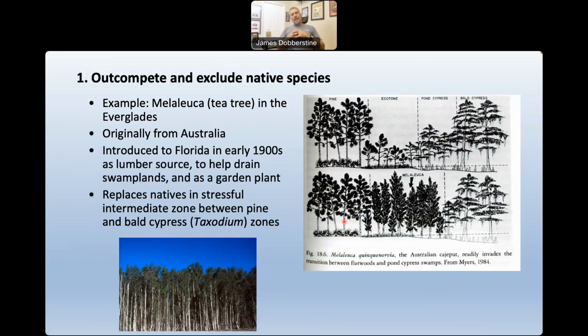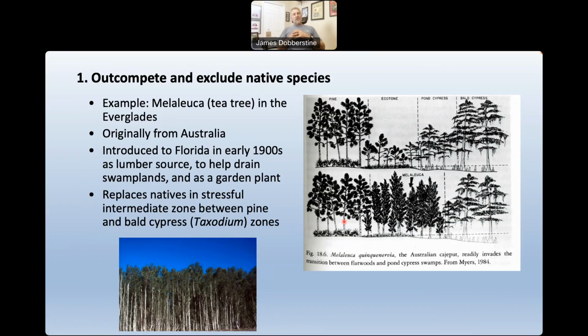So let's talk about the first one, competition. Many of these species simply outcompete and exclude native species. One classic example is tea trees in the Everglades in Florida. This was originally an Australian species. It's not the only Australian species. If you're familiar with Phragmites in our area, the Australian cane, also from that part of the world.